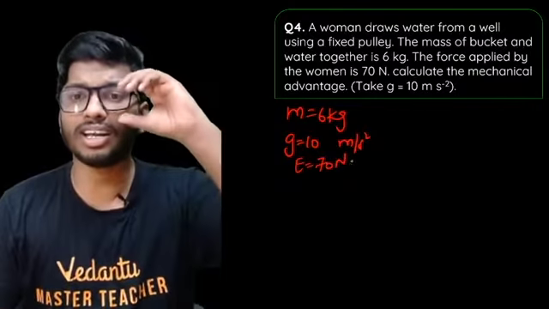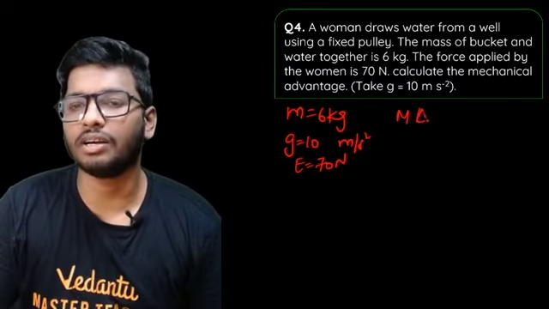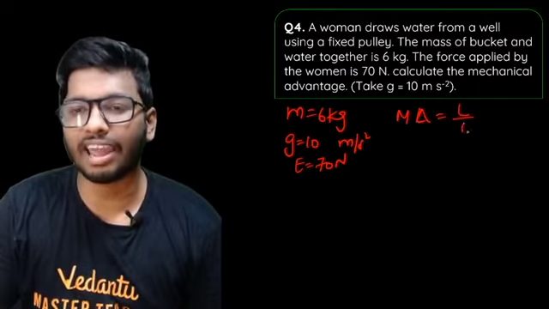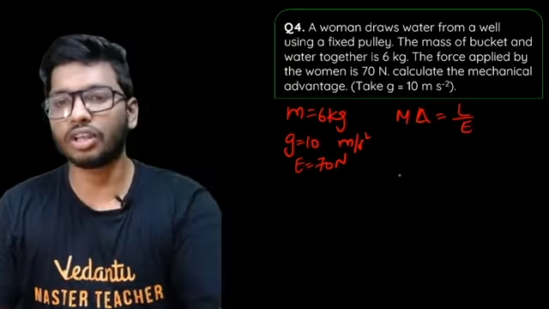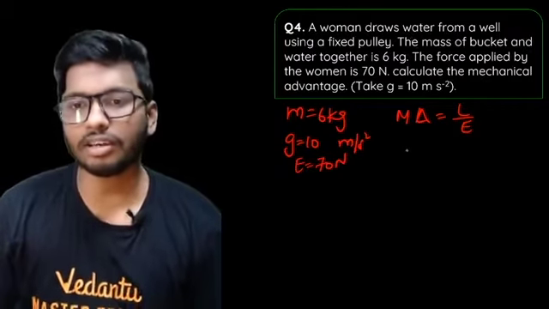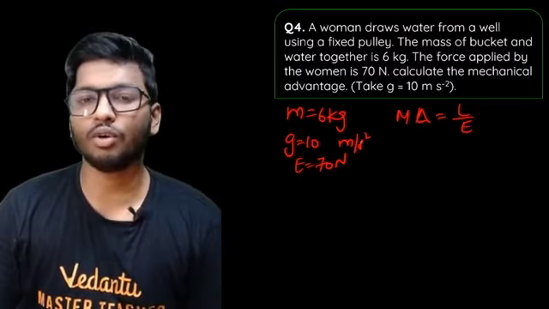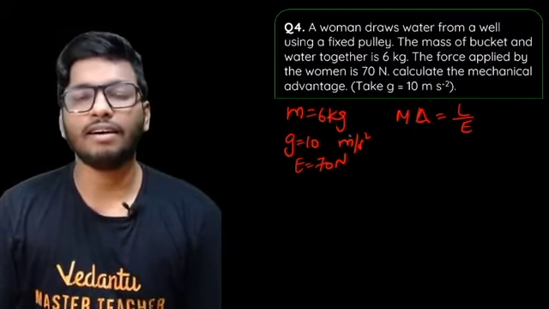So you're supposed to find out what is the mechanical advantage, and the formula for mechanical advantage, guys, is equal to load by effort. So you're supposed to find out what is the load. They have given you the effort. Now if you look at it, basically you can find out the load. So to find out the load, what you have to do is find out the weight.